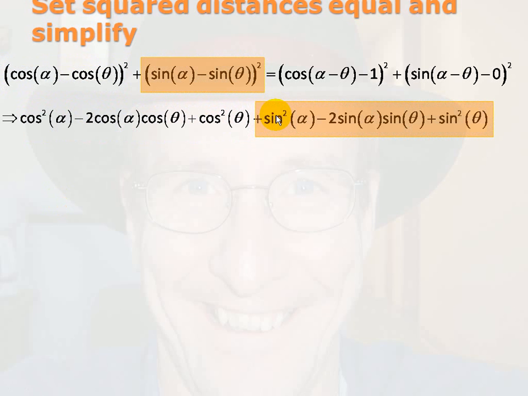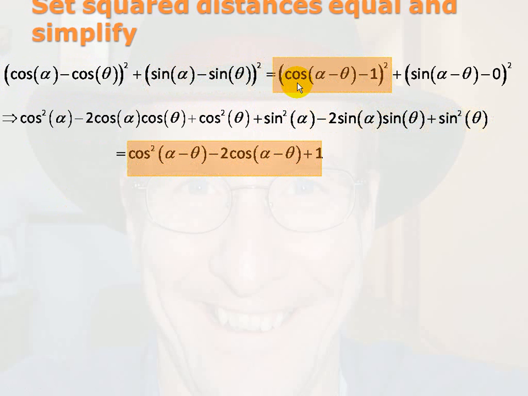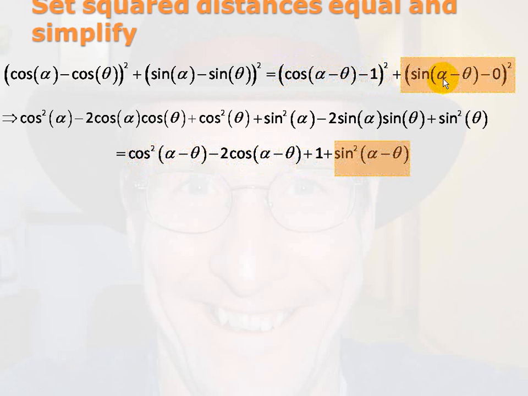Now we're ready to move over to the right-hand side, and notice we've got another squared term that we need to multiply out. And then finally, the last term, the sine of alpha minus theta minus 0 squared, which of course is just sine squared of alpha minus theta.